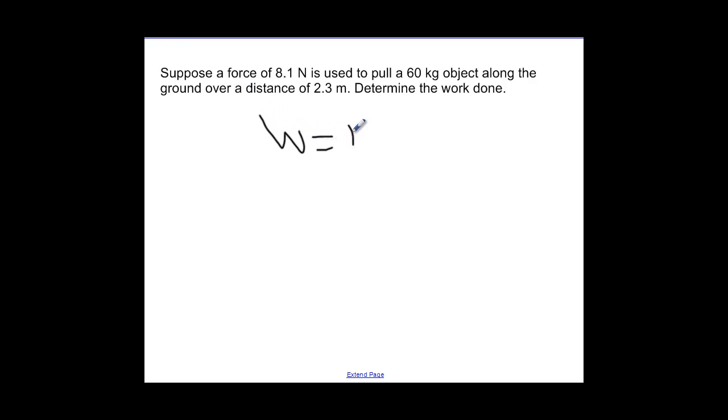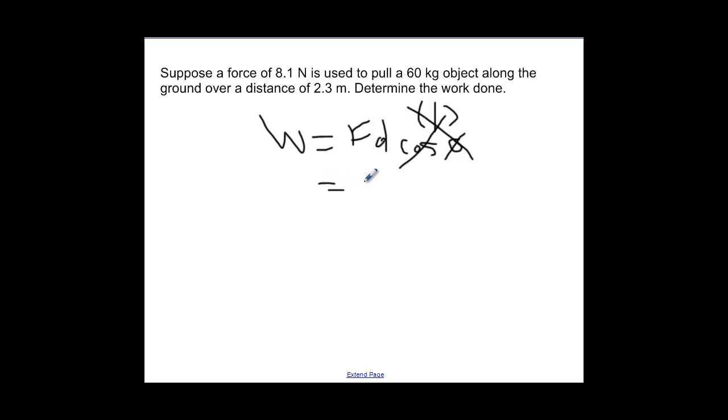Work is equal to force times distance. If you need the cosine part, use the cosine part. If there is no angle, if it's cosine 0, hopefully my grade 12s here will know this. Cosine of 0 is actually equal to 1. So if there is no angle, you don't really even need this section here.